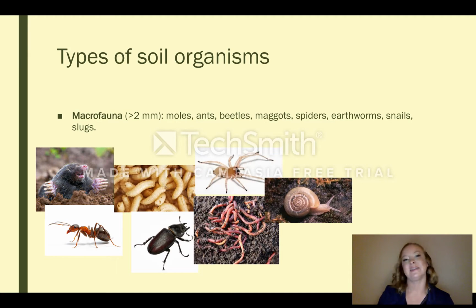All right, so there are different types of soil organisms, and I'll be discussing them based on their size. We're going to start with the biggest and then move down to the smallest. The biggest group is called macrofauna, and these are larger than 2 millimeters in size. I've included a few pictures of some of the macrofauna, such as moles, ants, beetles, maggots, spiders, earthworms, snails, and slugs. So these are things that you can see with the naked eye.